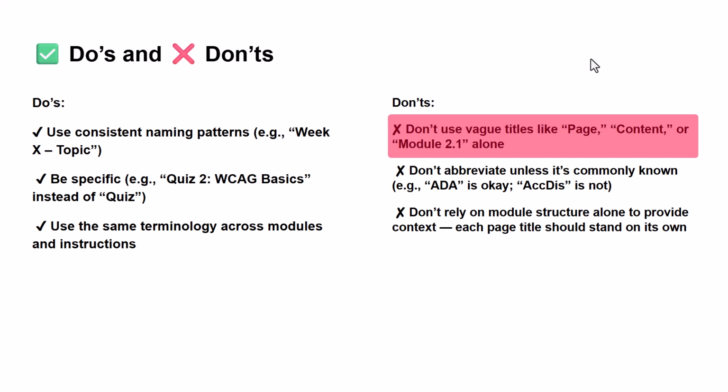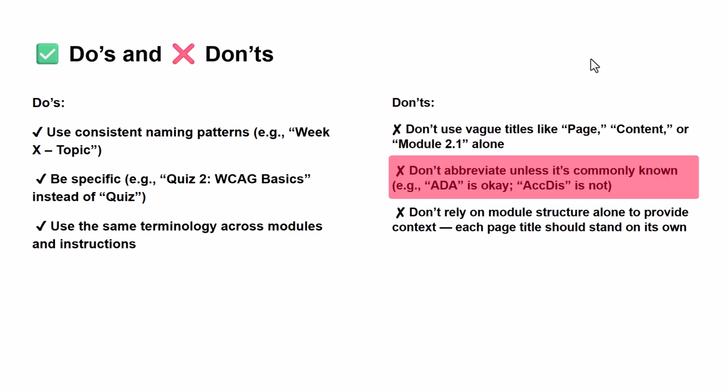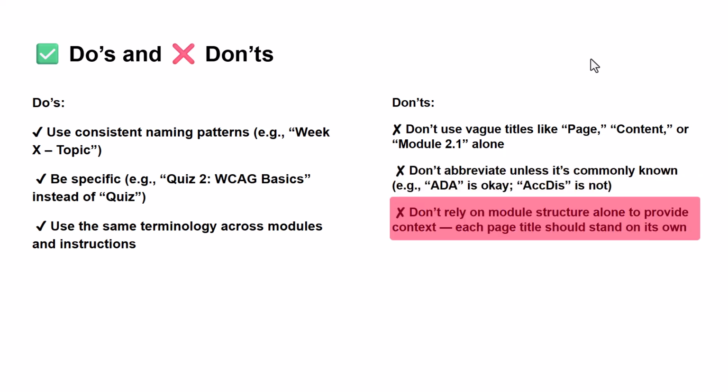We don't want to be vague. We don't want to say just page or content or test. We don't want to just say module 2.1 by itself. We want to add some context onto that. We don't want to use abbreviations unless they're commonly known. So if we're talking about ADA and accessibility, ADA is important. We would know what that is at this point. But to just create our own abbreviation of AXDIS, it gets to the general point, but it's probably not well known. So just make sure that we're being mindful of that. It kind of goes with the general jargon concept that's covered elsewhere in this series.